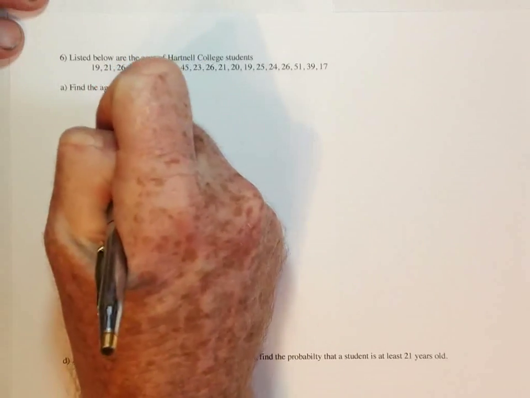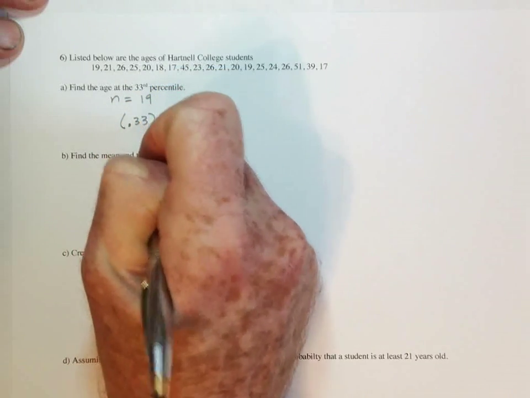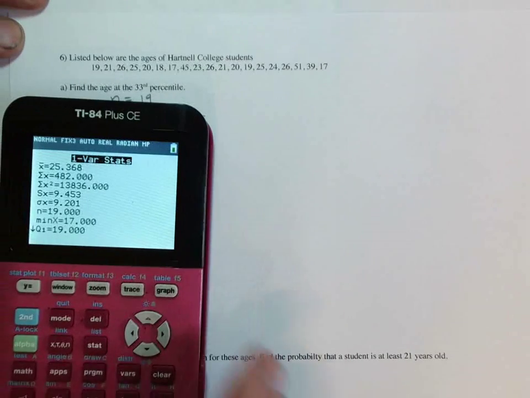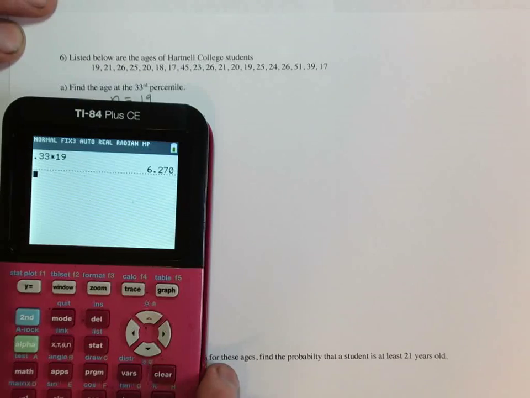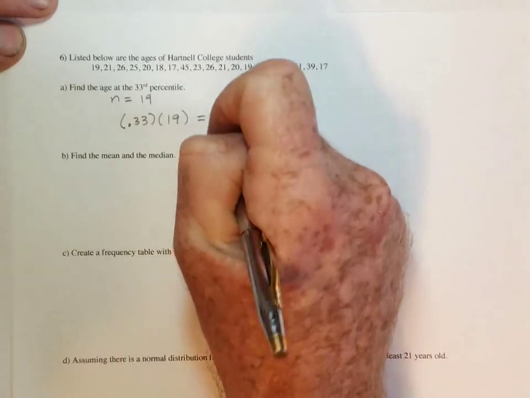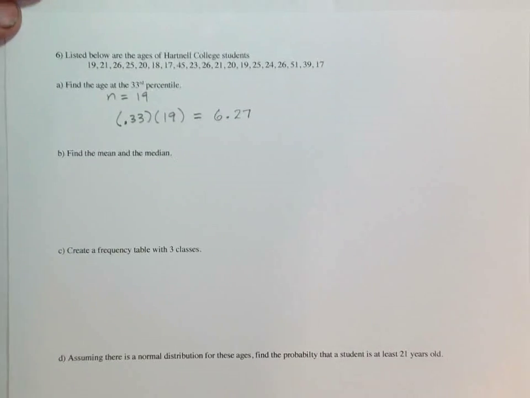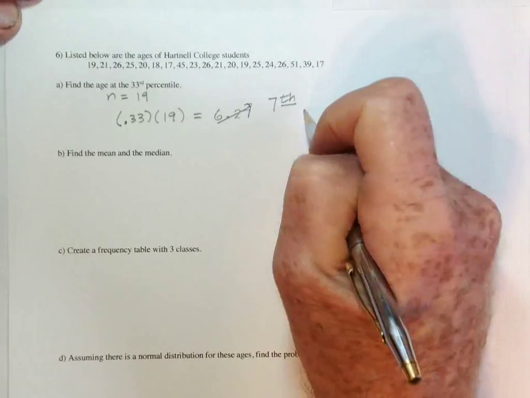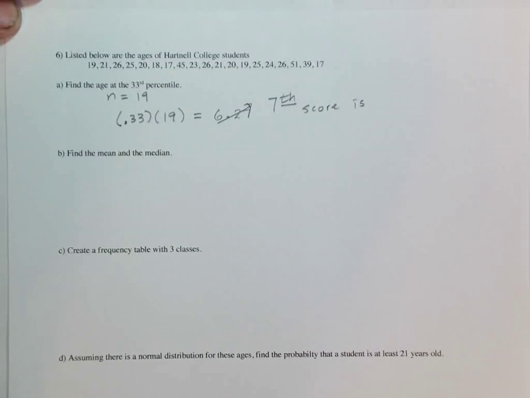So the n equals 19 people, and this question is basically saying if you go 33% of the way through that list, which person is that? So 33% of 19 people would be the 6.27th person. And of course, there's either the 6th person or there's the 7th person. There is no 6.27. So you round this up and you need to find the 7th person in the list, or the 7th score. And they do need to be in order.